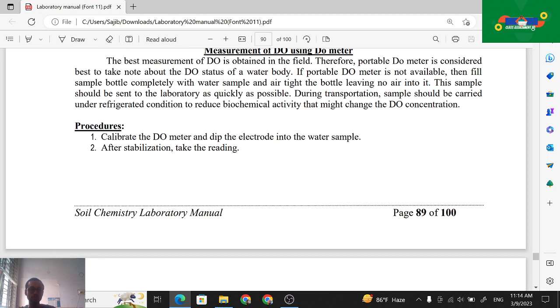In the procedure, first is calibration: calibrate the DO meter and dip the electrode into the water sample, and after stabilization take the reading.